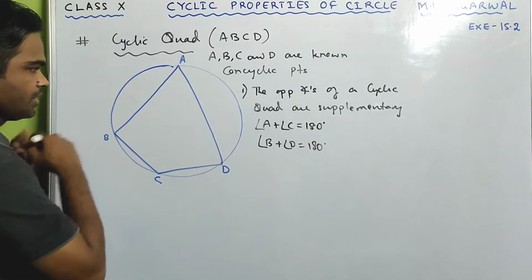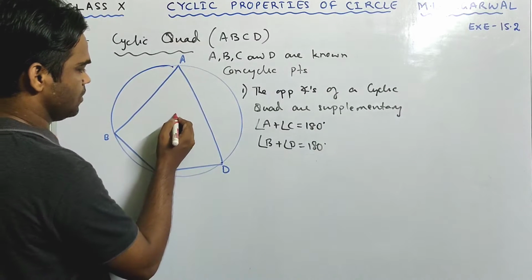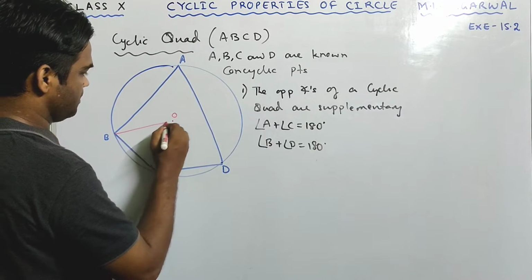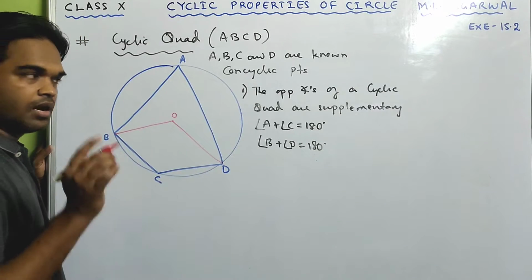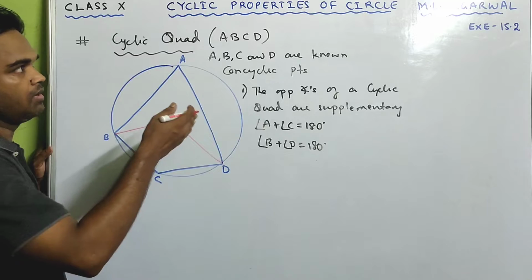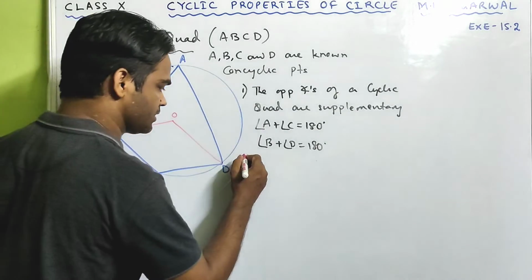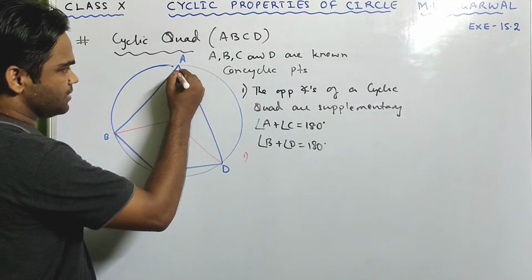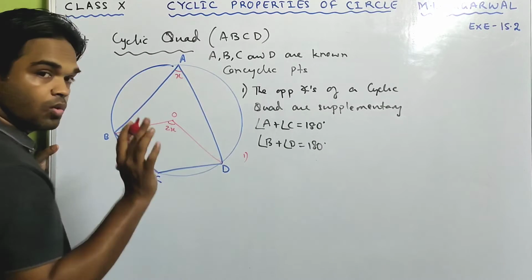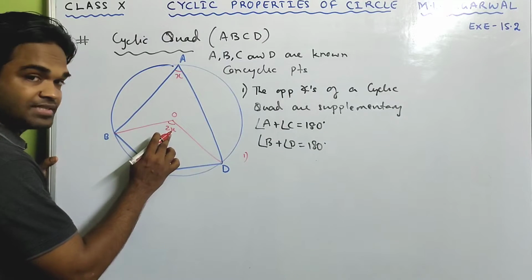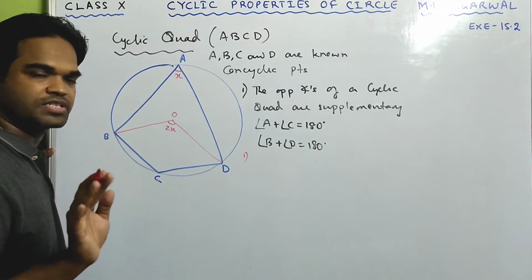Let's see the proof. Suppose the center is O. Now join BO and OD. Now, in the previous video of this chapter, we have done this angle property. Remember? Suppose this is x, then this will be 2x. Why? Because the angle at the center is twice the angle at the circumference. We have done it in the previous part.